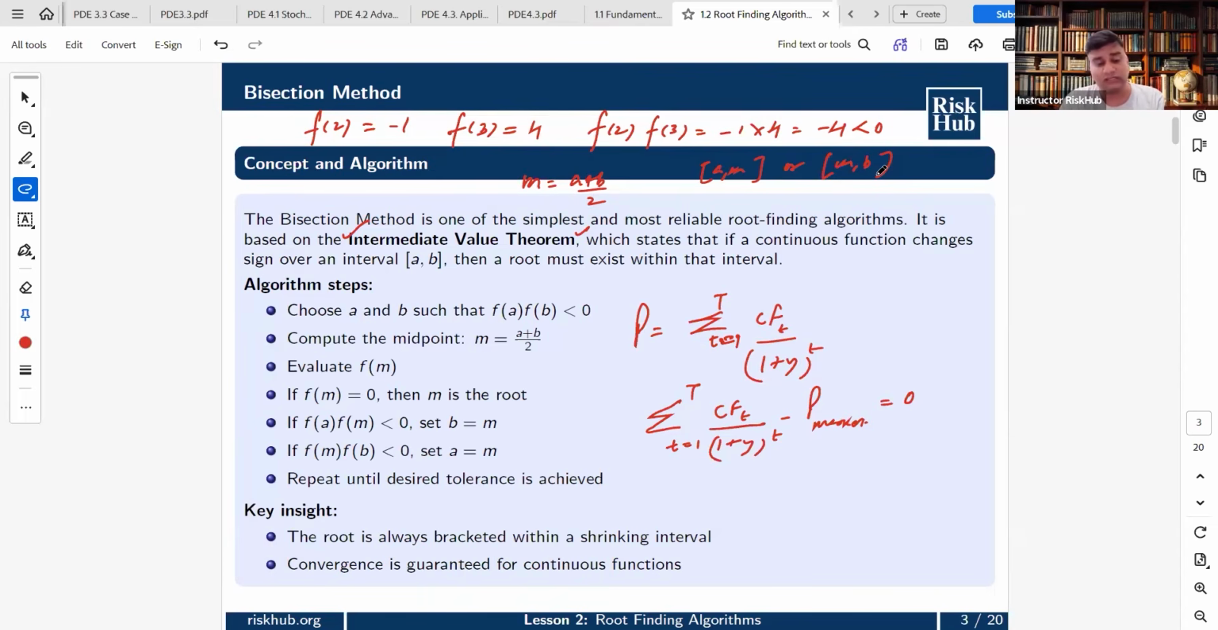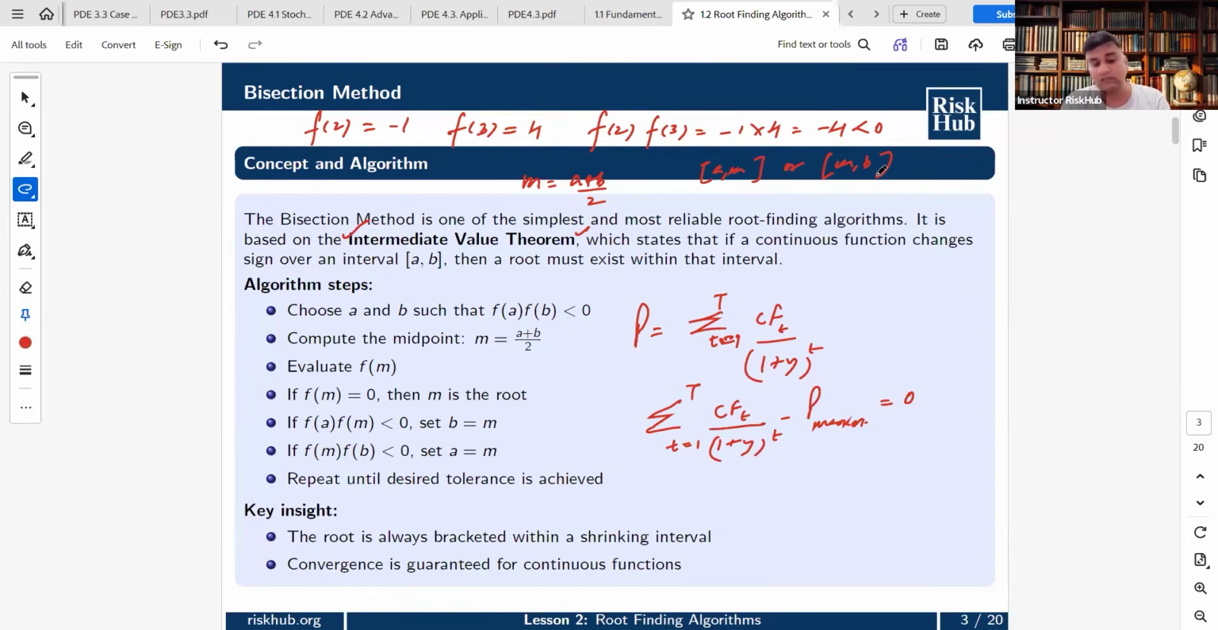The algorithmic logic here: step one, we choose a and b such that f(a) times f(b) is less than 0, because the root is bracketed. You compute the midpoint m equal to (a plus b) by 2, split the interval, evaluate f(m), and check the sign. Then keep the half where the sign change, which is where the root remains, exists. Repeat, and the interval becomes smaller. So that's the whole objective, right?